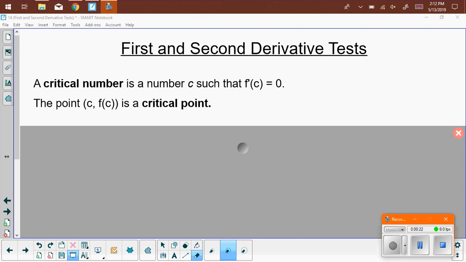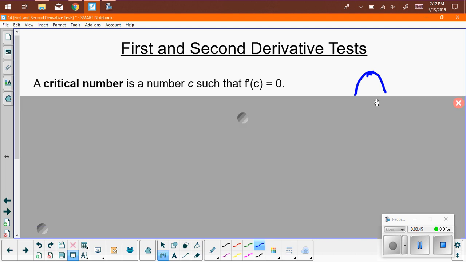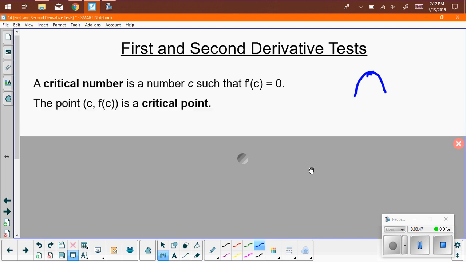So a critical number is some number c such that the derivative is equal to 0. And the point on the original graph, the point (c, f(c)), is a critical point. So again, visually, on my function, maybe it's something like this. Up there at the vertex, that's going to be a critical point. On my derivative, my derivative would have to be 0 at that point, because the slope of the tangent is 0 there.